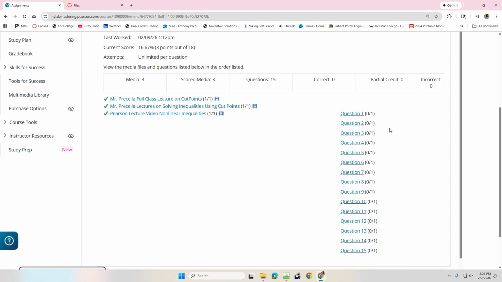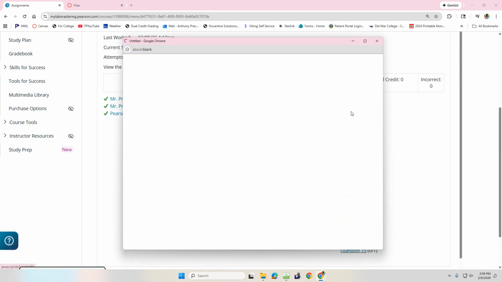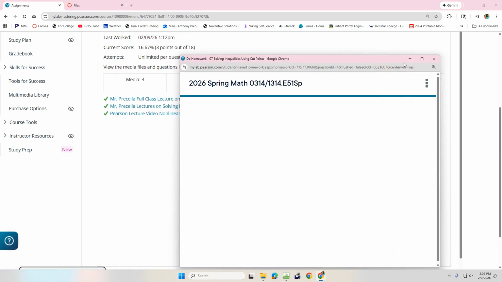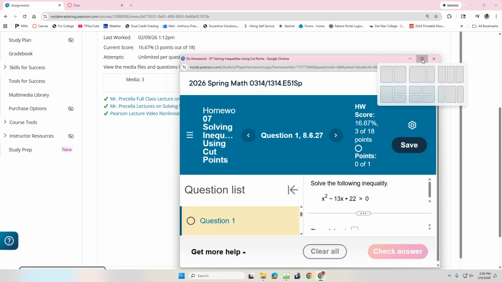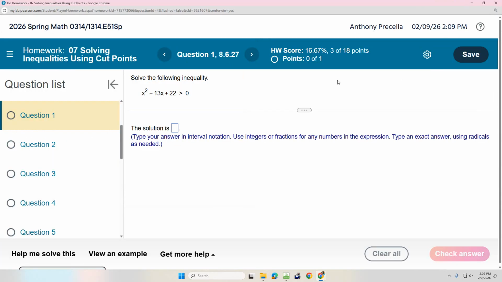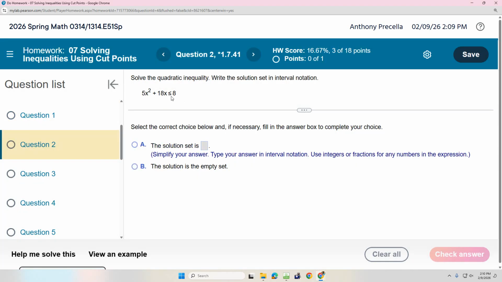So here it is. Number 1. Oh, click on it. I don't know what the problem says. Oh, goodness. X squared minus 13x. You'll notice it doesn't say anything about cut points. What about number 2? Maybe number 2's better. I like number 2 better. Okay. What do y'all think? Then let's do number 2.